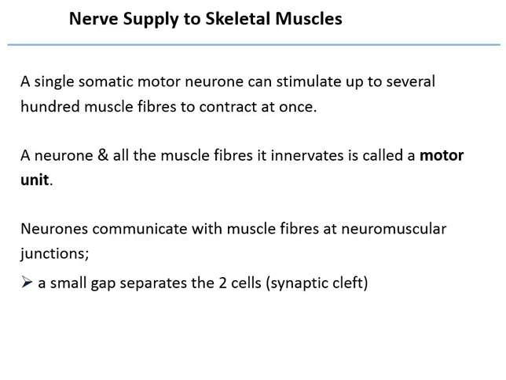A key concept to remember is that each skeletal muscle cell requires a signal from a somatic motor neuron to trigger it to contract. Now, a single motor neuron normally activates more than one skeletal muscle cell. The neuron and all the muscle cells that it activates is called a motor unit.